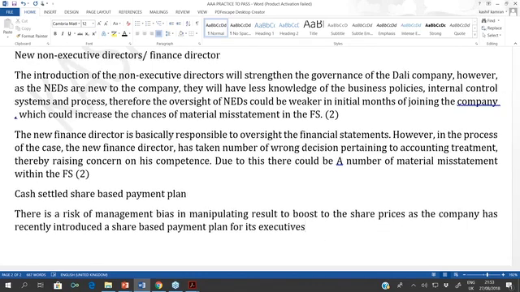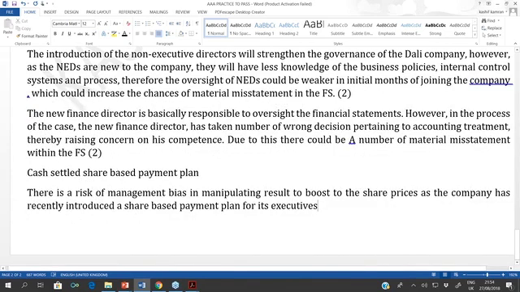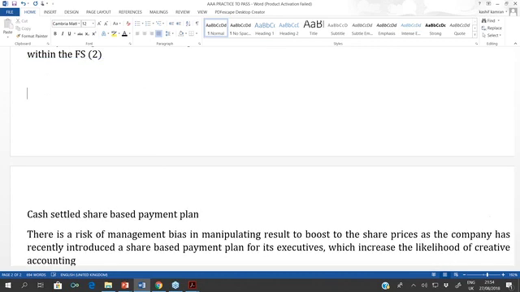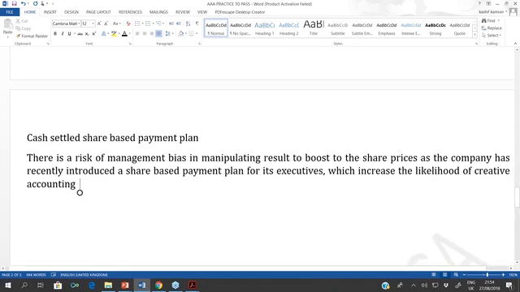There is a risk of management bias in manipulating results to boost the share prices as the company has recently introduced a share-based payment plan for its executives, which increases the likelihood of creative accounting to show better profits. Full stop. This is a very journal risk, right? They will be getting bonuses based upon the performance. They will have an incentive, right, to manipulate the share prices.